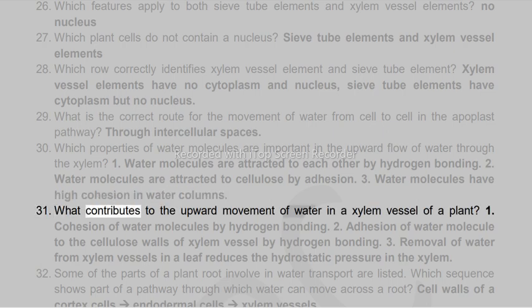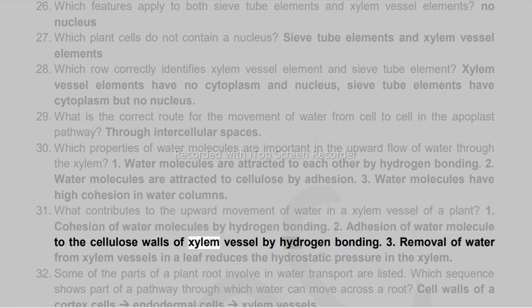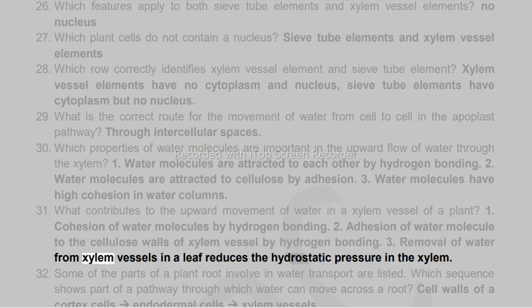31. What contributes to the upward movement of water in a xylem vessel of a plant? 1. Cohesion of water molecules by hydrogen bonding. 2. Adhesion of water molecules to the cellulose walls of xylem vessel by hydrogen bonding. 3. Removal of water from xylem vessels in a leaf reduces the hydrostatic pressure in the xylem.